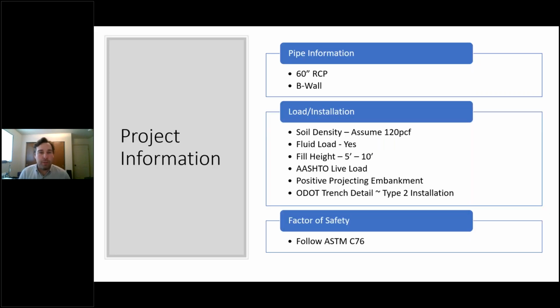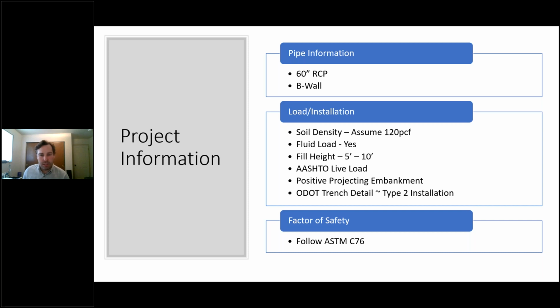So when I ran this, I assumed a B-wall 60-inch RCP. I also assumed 120 pounds per cubic foot and a fluid load. I used my fill height from 5 to 10 feet, and a positive projecting embankment, since that is the most conservative case.